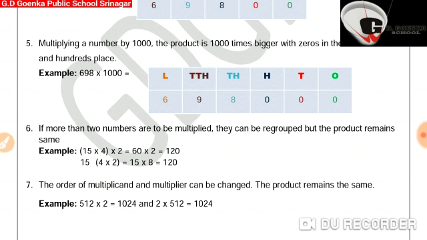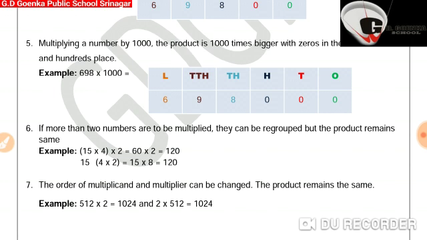Similarly, the fifth property is when we multiply a number by 1000, the product becomes 1000 times bigger with 3 zeros in the ones place, tens place, and hundreds place. That is, when I multiply 698 with 1000, 3 zeros we add at the end, that is at the ones, tens, and hundreds place we add 0, and the product is equal to 698,000.